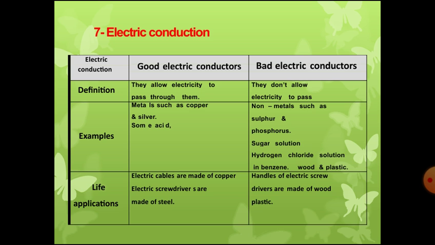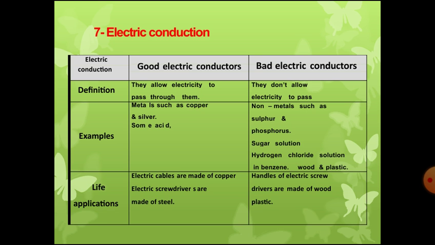Number seven, we can differentiate between materials according to their electric conduction into good conductors of electricity and bad conductors. What do you mean by good conductor? They are materials that allow electricity to pass through them, like a lot of metals, like copper, aluminum, silver, and some acids. We use good conductors of electricity in making electric cables that are made of copper, and the electric screwdriver is made of steel.